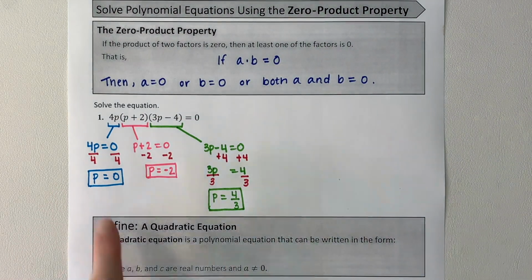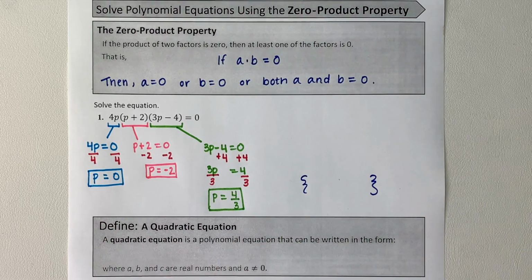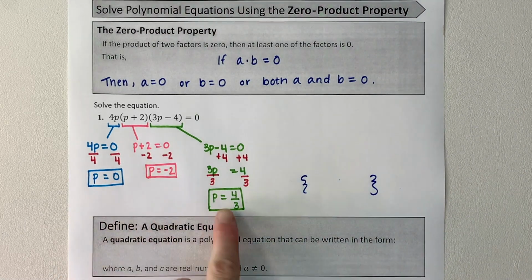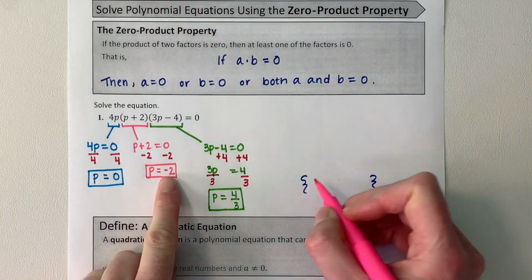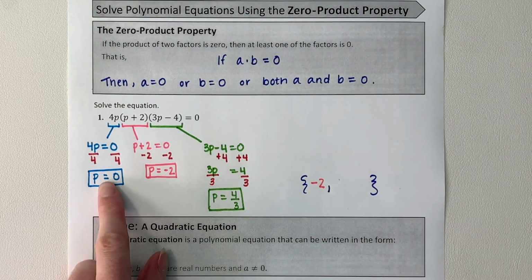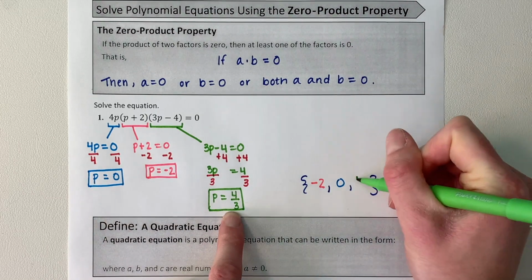You can write your final answer like this, or if you're asked to write your final answer in solution set notation, we'll draw these curly brackets, and then we'll just list each answer and separate it with a comma. With solution set notation, you don't have to list your answers in any particular order, but most textbooks list the answers from least to greatest. So I'm going to start with negative 2, then we'll list 0, and then we'll list 4/3.